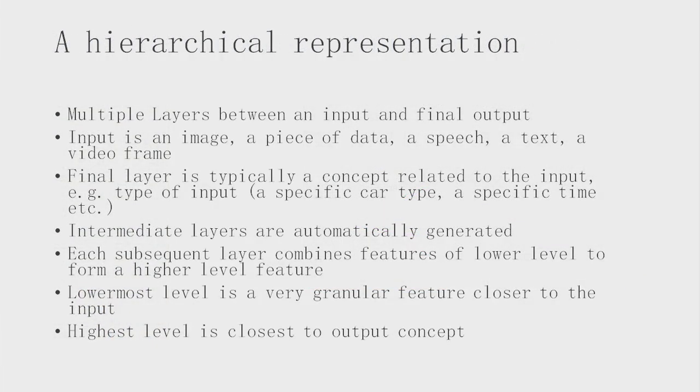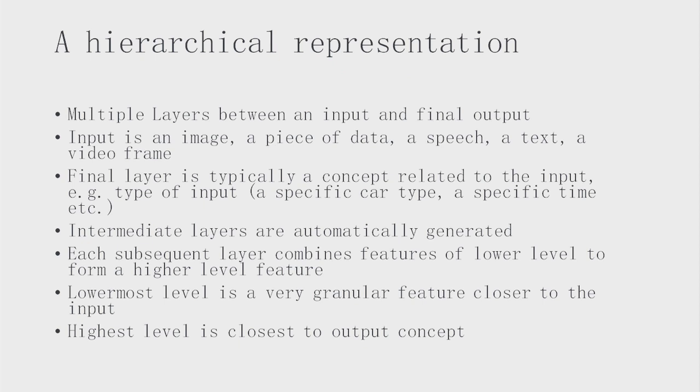What are the properties? There are multiple layers between the input and the final output. It could be a class, it could be an actual value. Input can be an image, a piece of text, speech, a video frame. The final layer is typically a class, something like car type, specific word, specific character. Intermediate layers are automatically generated, and each subsequent layer combines features of a lower level to form a higher level feature.